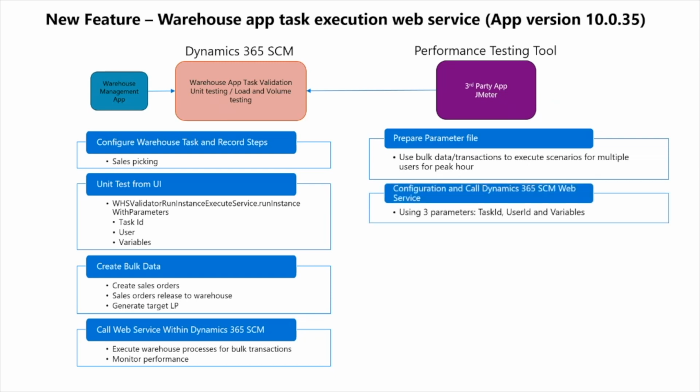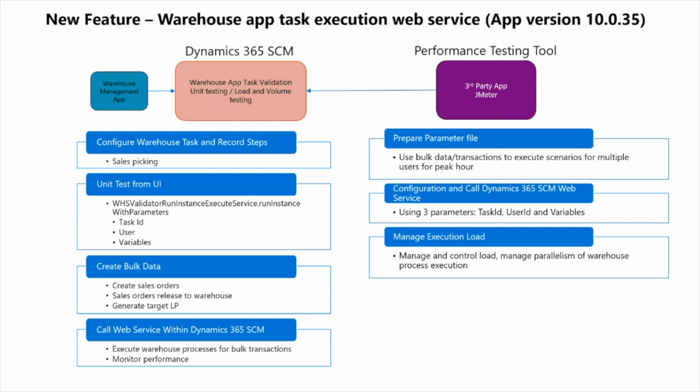You can configure the performance testing tool first to authenticate against Dynamics 365 SCM and then call the warehouse app task execution web service using bulk transactions, where you will essentially pass three parameters: the warehouse task ID, the warehouse worker who will be executing the task, and the user input variables relevant for that warehouse process. Depending on the third-party tool you are using, you will have options to manage and control the load. You can manage the parallelism of the warehouse processes and their execution.